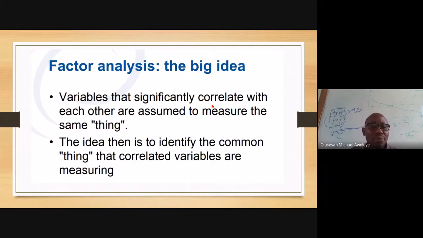So variables that significantly correlate with each other are assumed to measure the same thing. We have said this a number of times in class. Do you agree with me with that statement? That when variables correlate maximally, fully, what do we call that? Look at that statement now. Variables that significantly correlate with each other are assumed to measure the same thing. And to what extent?